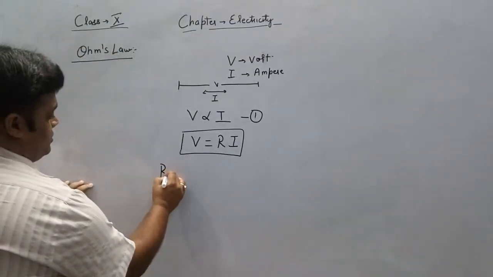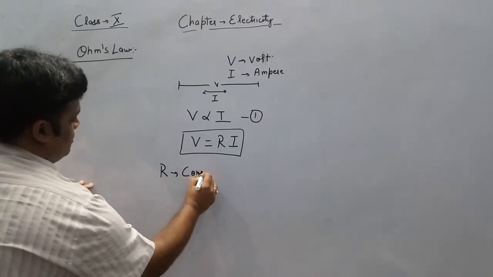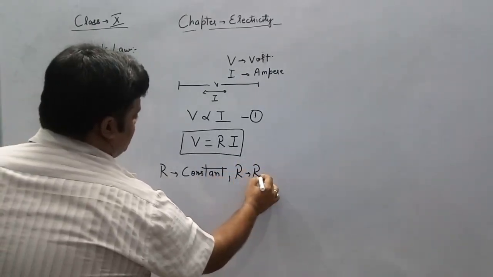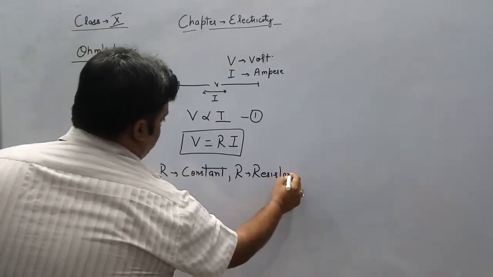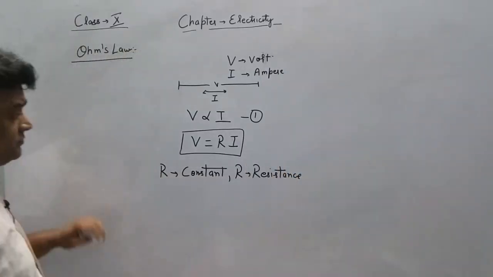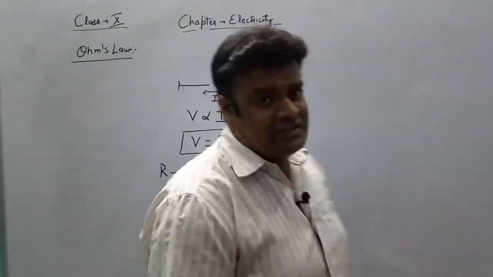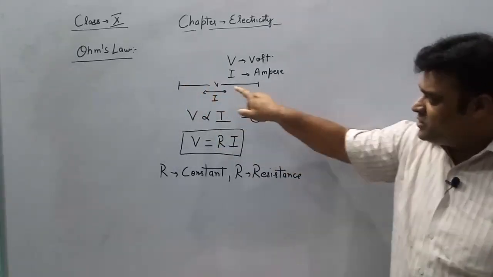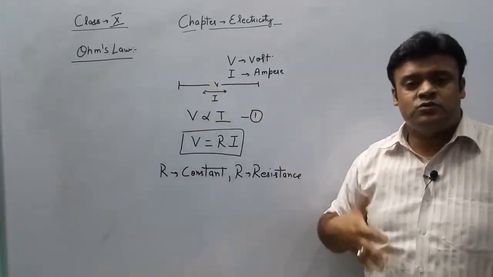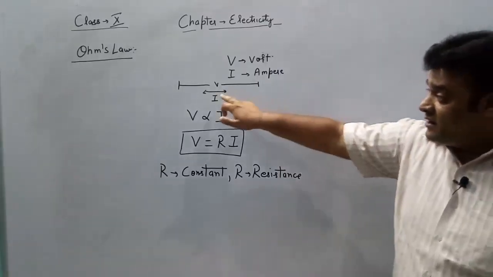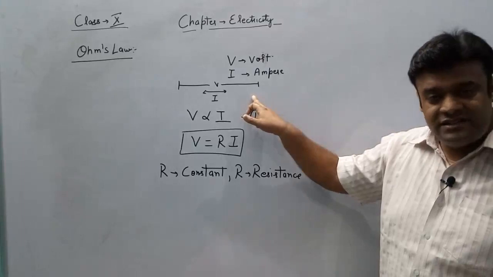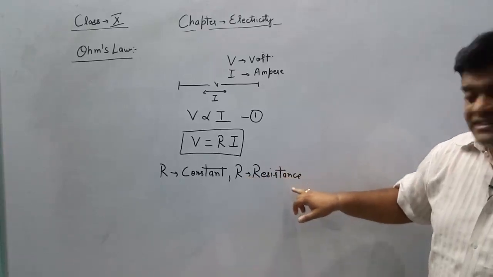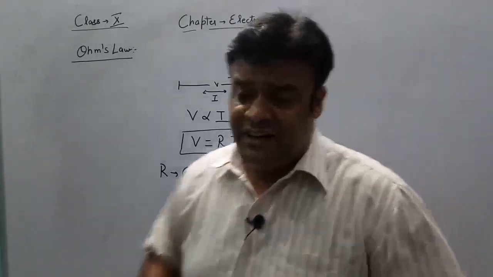R here is the constant which we have used, and R represents resistance. What is this resistance, or R? Resistance here is the obstruction or hurdle offered by this wire when a current I is traveling through these two ends and the potential difference between these two ends is V. R is resistance. We will take it separately.